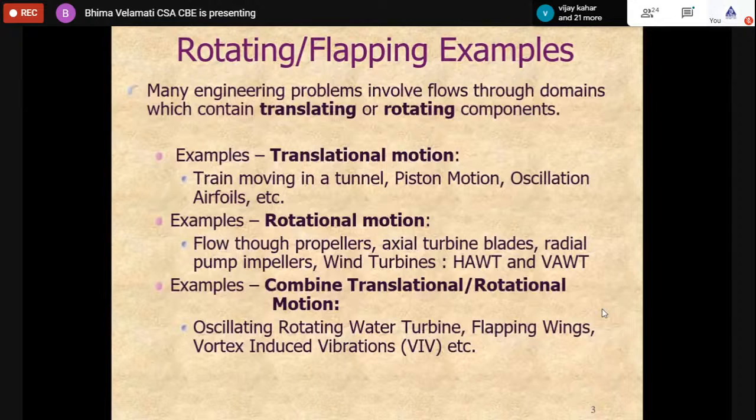So people would like to know how the birds or flies would flap their wings so that you can make small scale bio-inspired objects. Okay. Then the other naturally occurring phenomenon is vortex induced vibration. So it can be both rotational and translation, depending on how you put the constraints. So these are the examples that we see in day-to-day life, where you have components which would either rotate or translate, or a combination of both rotation and translation.